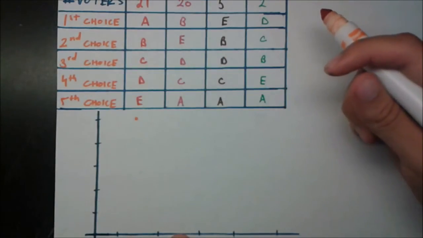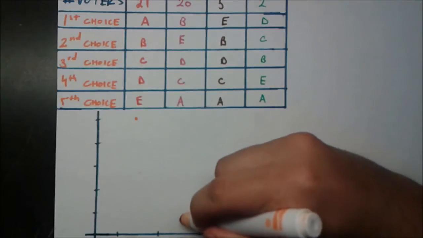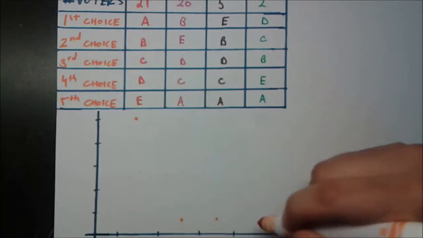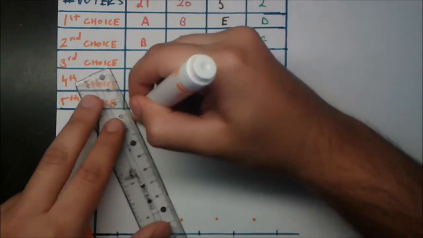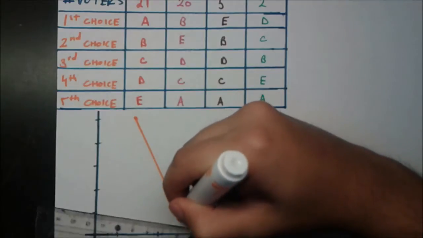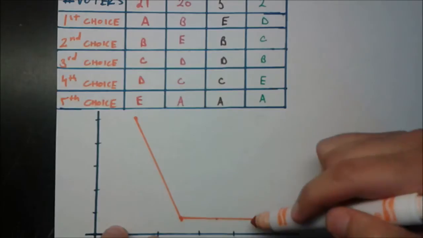Where did this next batch of voters put A? They put him at the very bottom. So I'm going to go ahead and put them at the very bottom. And same thing for this batch of voters, same thing for these batch of voters. So if we go ahead and play a little connect the dots and connect where A lies on average, we see that he starts off strong here. But then as we get to the other block of voters, he's pretty low.